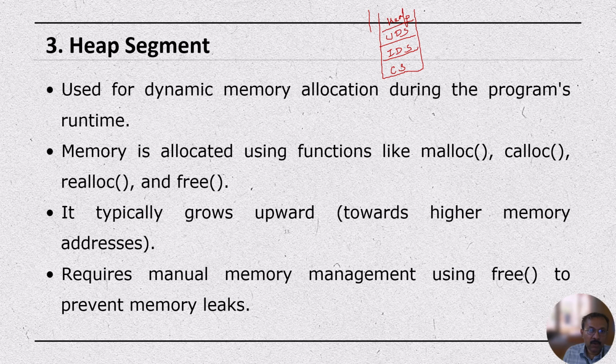Typically, the heap memory will be growing upwards. But one thing we have to be very careful about is that once memory is allotted, you have to free it manually. We use malloc for allotting memory and the free function to deallocate memory. This is very important to prevent memory leaks in the system. So this is about the heap segment.